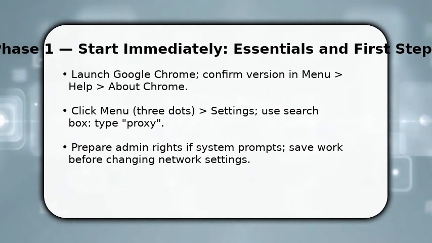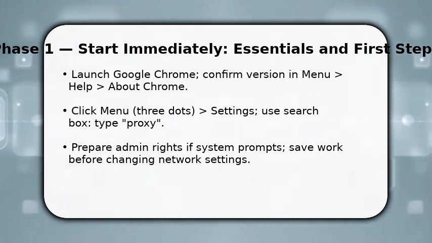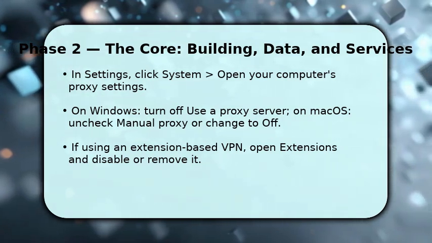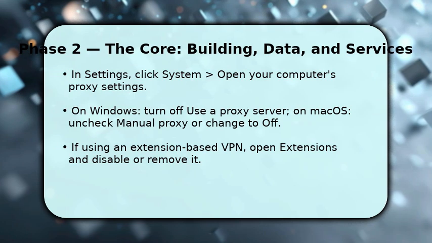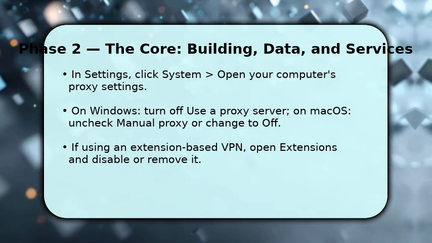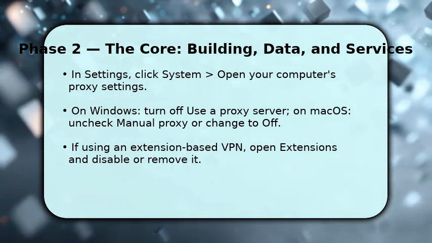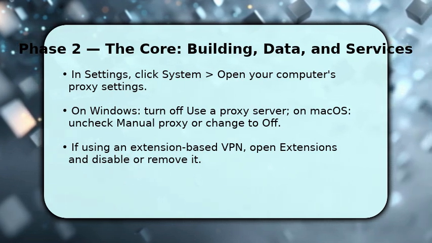Next, you go deeper and disable the system proxy that Chrome relies on. This is the key middle step. Once in System, select Open your computer's proxy settings. On Windows, toggle off Use a proxy server. On Mac OS, switch off any manual proxy entries or set to off.